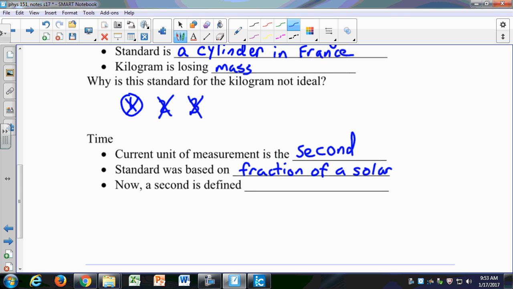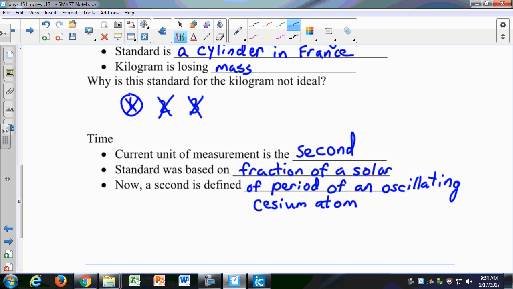Now we define the second based on the period of an oscillating cesium atom. All right, so we have the cesium atoms. It has a very regular frequency or period. That is how fast it goes back and forth. And if you know that frequency and you know the number, I forget it's something like 10 to the 9 oscillations or whatever, then that is a second. The cesium atom oscillates this many times back and forth in a second. And we can very accurately measure that period, the time for it to go back and forth. So that is the unit or the measurement for our time.